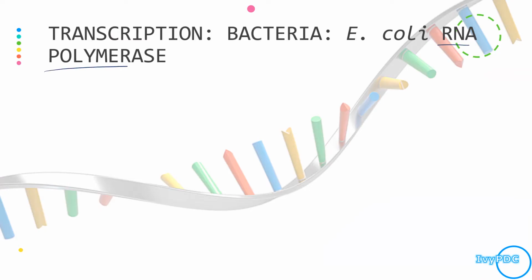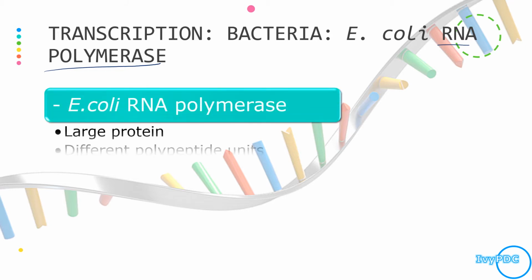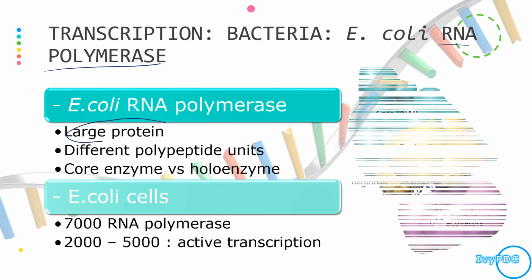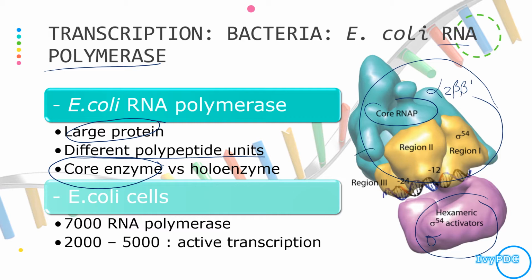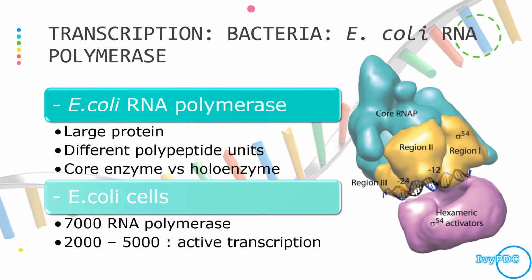The RNA polymerase in E. coli plays a special role in the initiation process. This is a large protein made up of different polypeptide units. The core enzyme is made up of two alphas, a beta, and a beta prime subunit. When the sigma subunit is attached to the core enzyme, we now call this the holoenzyme. An E. coli has around 7,000 RNA polymerase enzymes, and 2,000 to 5,000 of these enzymes are actively participating in transcription at any one time.